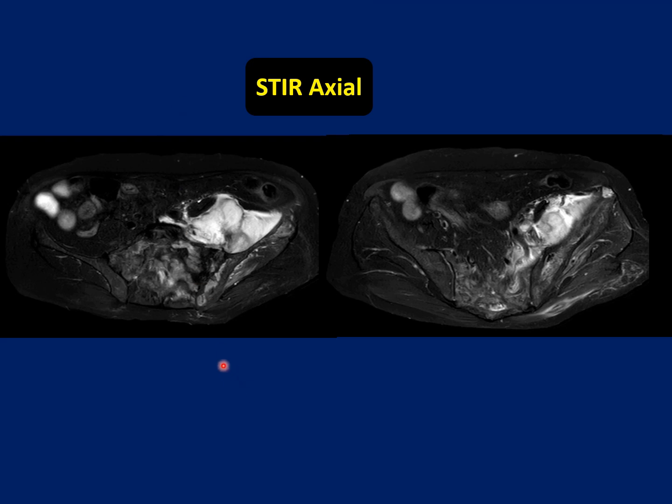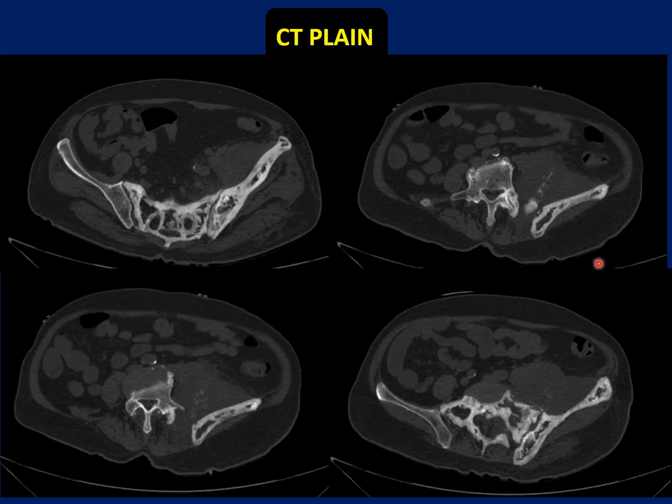STIR axial again confirms the same findings with the evidence of myositis which is seen involving the gluteus muscles. The CT correlation of this particular image shows that there is cortical thickening, trabeculae and bone expansion. The bone expansion is better appreciated here. We can compare it with the right side hemipelvis. There is definitely enlargement of the right hemipelvis as well as the sacrum, which is noted here.